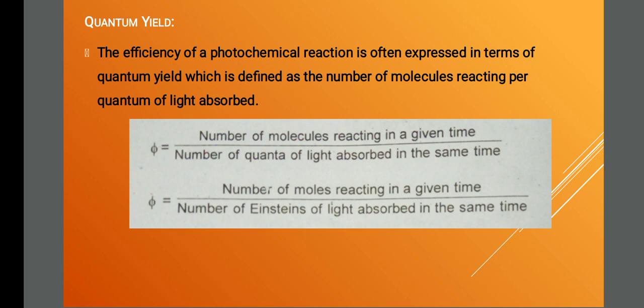So it's a ratio between two things: how many molecules have reacted, and how many quanta of light have been absorbed. You put the number of molecules reacting divided by the number of quanta of light absorbed. If you are writing in moles, you write the number of moles reacting in a given time divided by the number of Einstein of light absorbed in the same time. If you are using molecules, you use quanta of light; if you are using moles, you use Einstein of light absorbed in the same time.